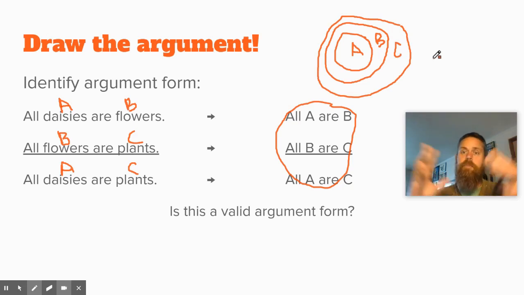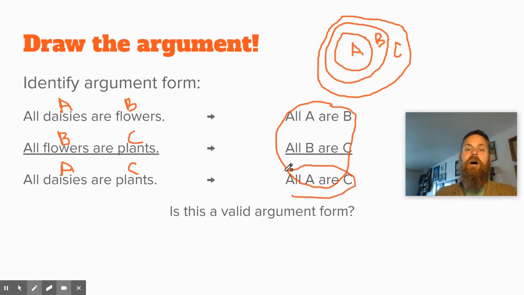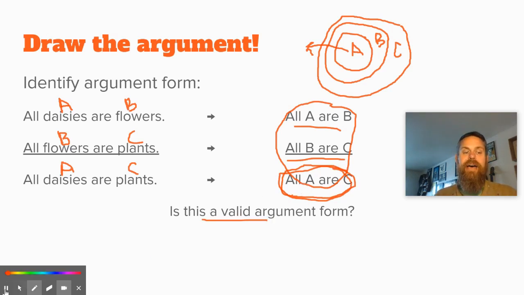Again, I could make it smaller, I could make it bigger, but I've got to put all of B in C, and now I'm looking at my conclusion. All A are C, and is that true? Yes, that's true, and it has to be true. I can't think of any other way to draw this argument that might lead some of these A to be outside of C. So if I draw this as true, and I draw this as true, and this also has to be true, and I can't think of some way to draw it with this being false, then this is in fact a valid form.